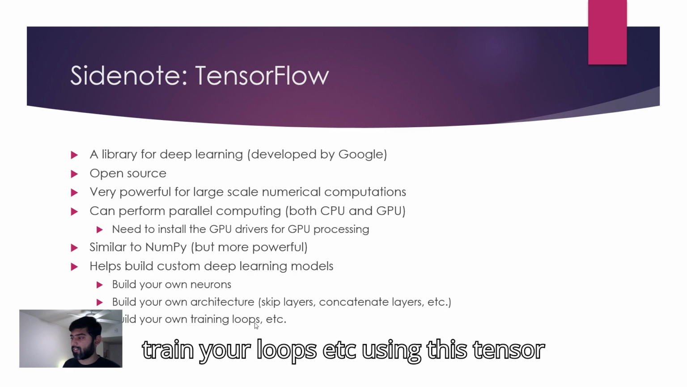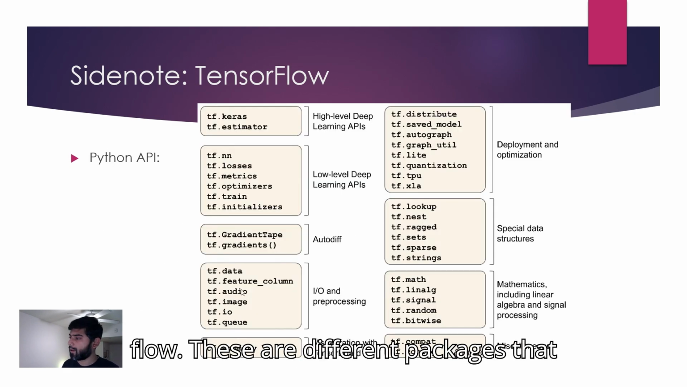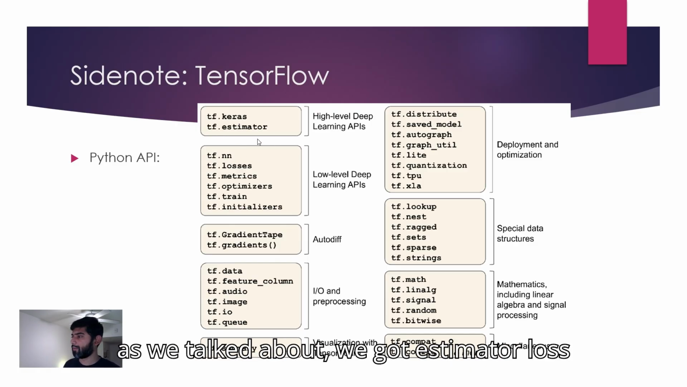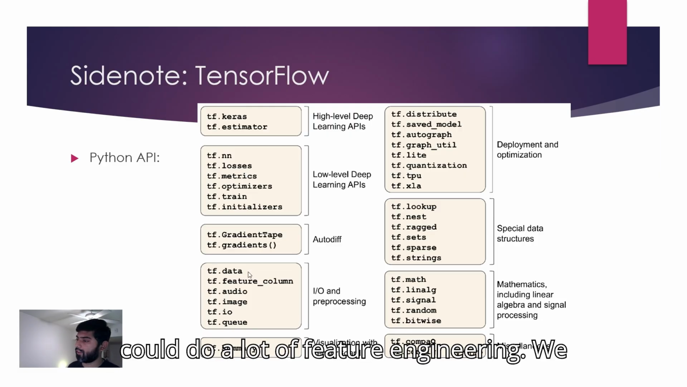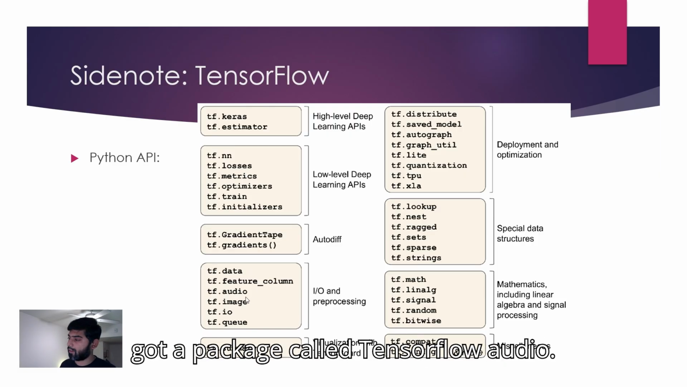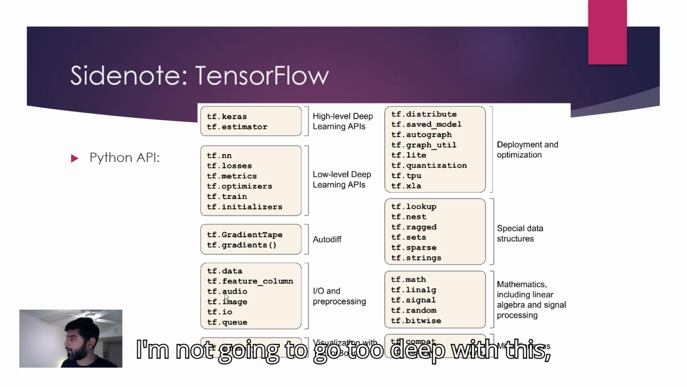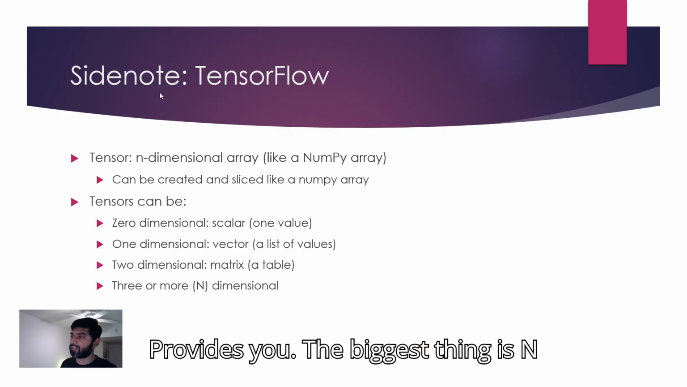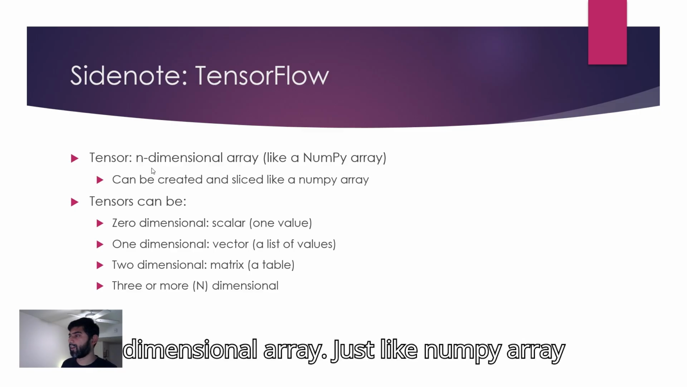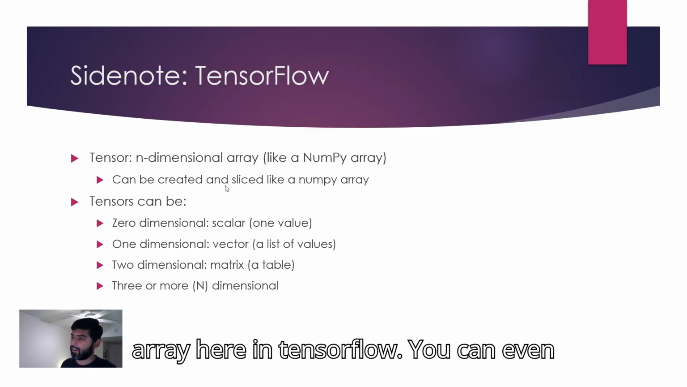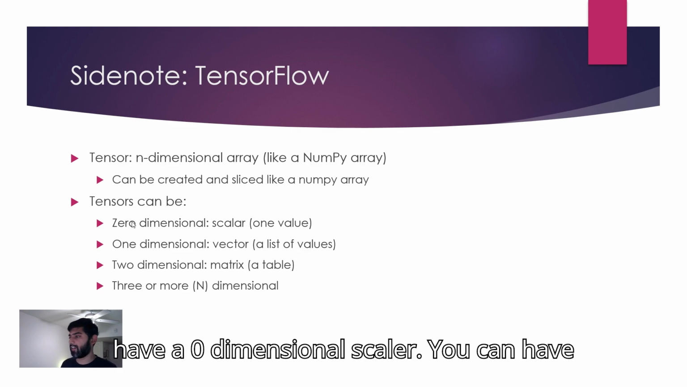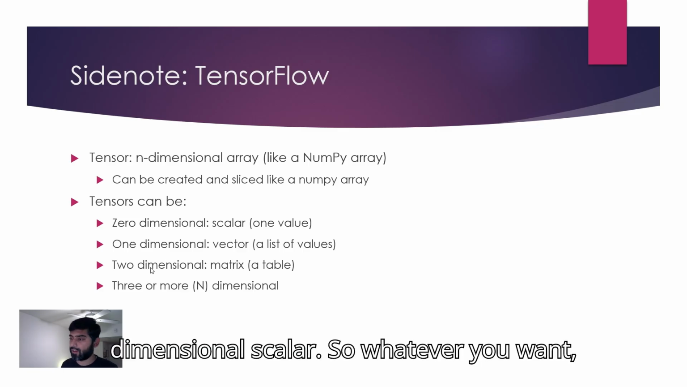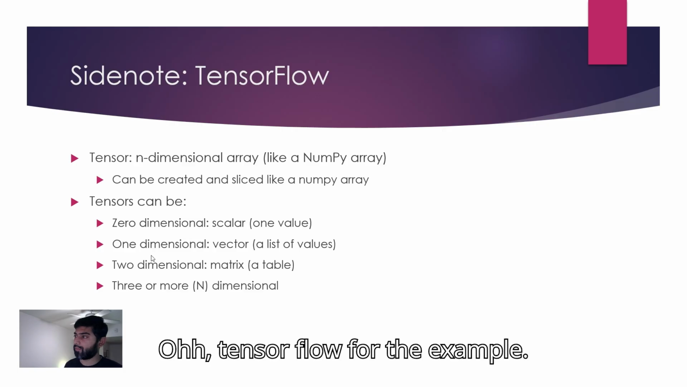Now you can train your loops, etc., using TensorFlow. These are different packages that come with TensorFlow. Keras, as we talked about, then estimator, loss functions, metrics, test, train, and we could do a lot of feature engineering. We also have a package called TensorFlow Audio. I'm not going to go too deep with this, but this is the high-level overview of TensorFlow. The biggest thing TensorFlow provides is the n-dimensional array. Just like you can slice a NumPy array, in TensorFlow you can have a zero-dimensional scalar, a one-dimensional array, a two-dimensional array, or three or more dimensions. Whatever you want your matrices to look like, you could use TensorFlow for that.